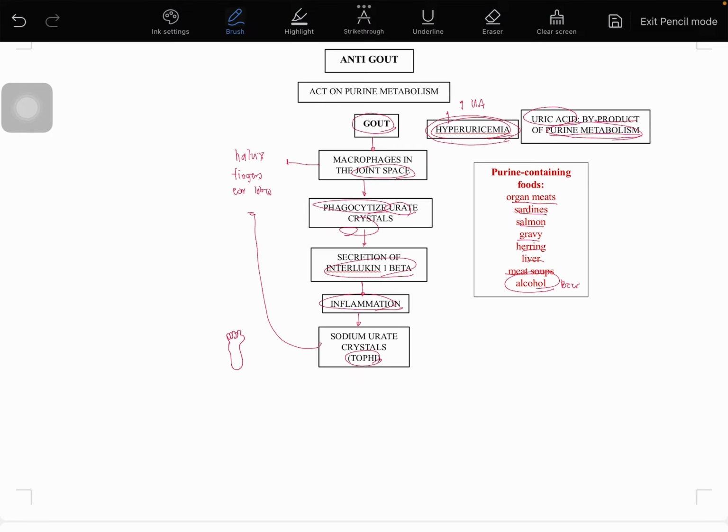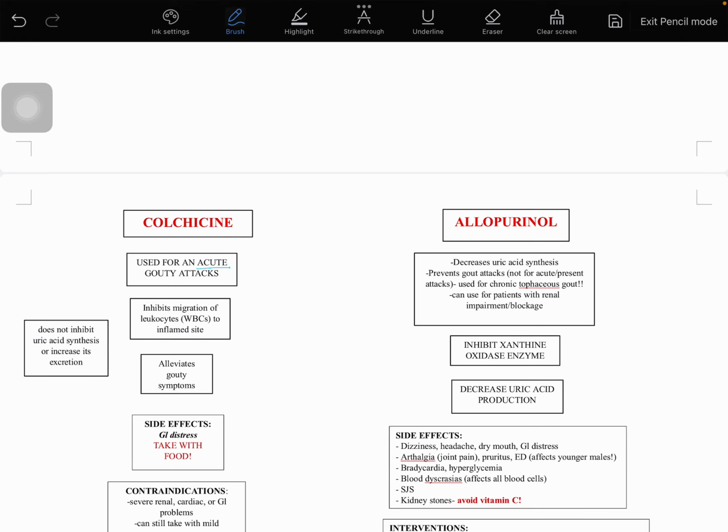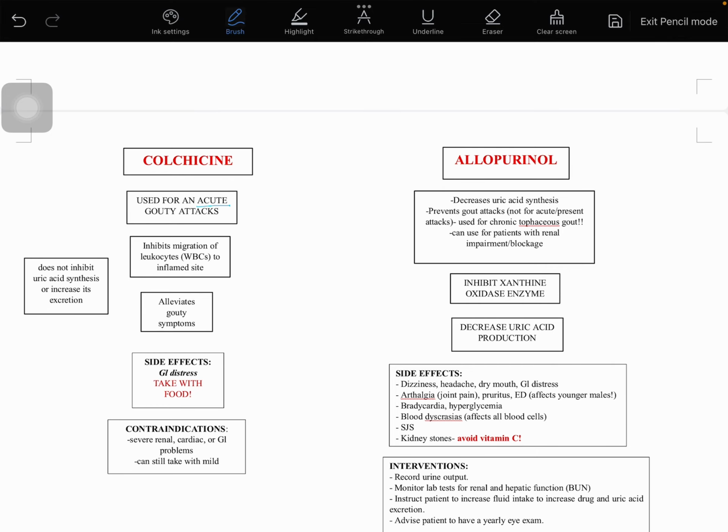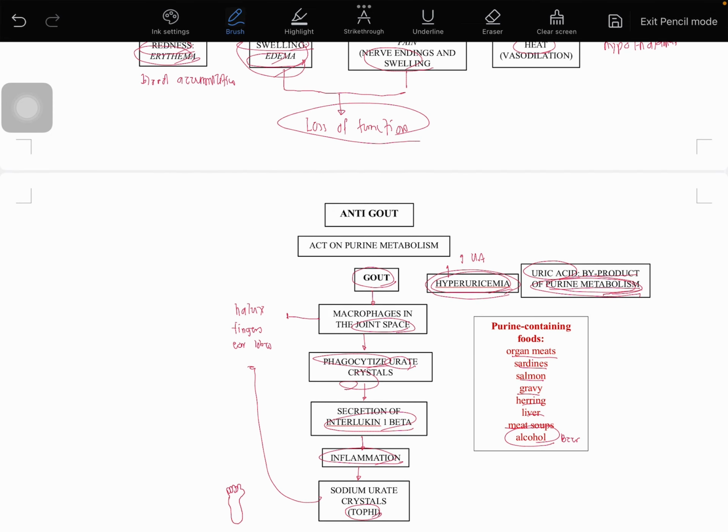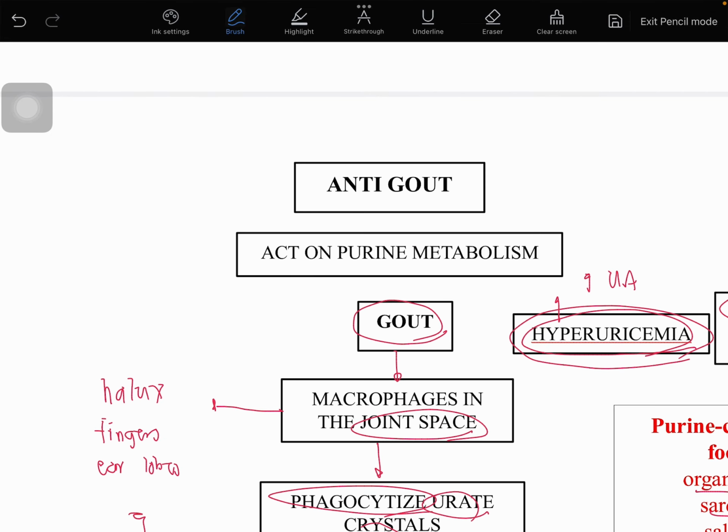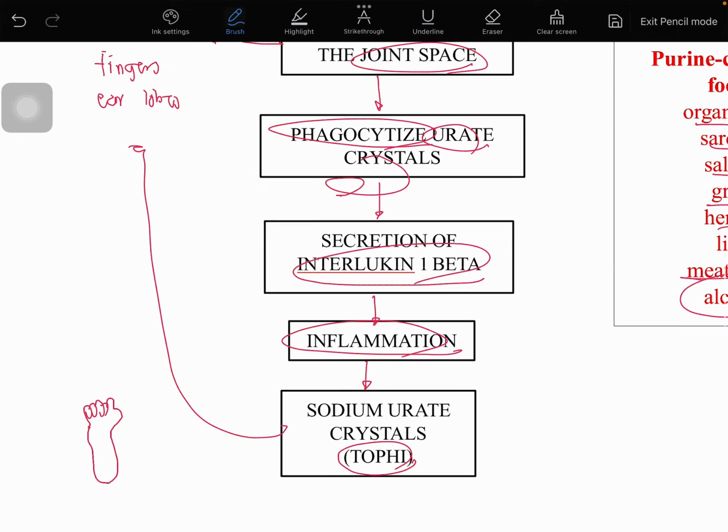So that is your gouty arthritis natin. Nagkaroon ng problem sa ating purine metabolism. Kasi pag nagkaroon ka ng problem with your purine metabolism, it will lead to accumulation of your uric acid. Okay, so let's proceed with our medications or your anti-gout agents. Nakalagay dito, your anti-gout agents, they usually act on purine metabolism natin. Yan po ang ginagawa ng ating mga anti-gout agents natin.